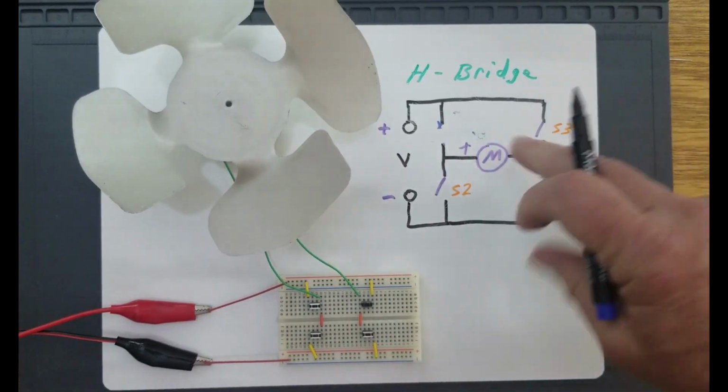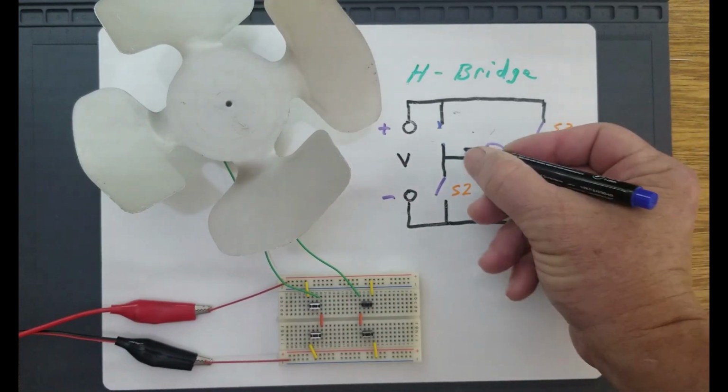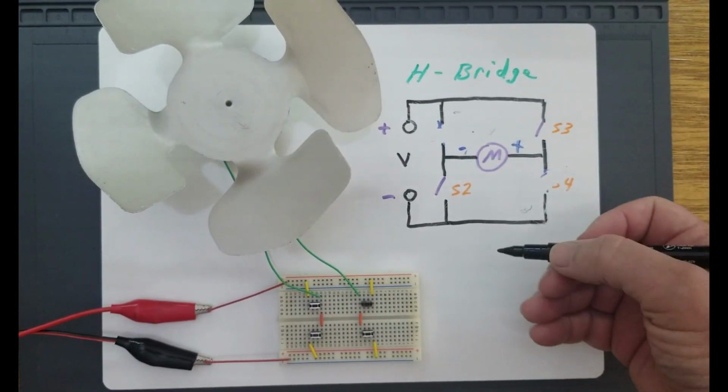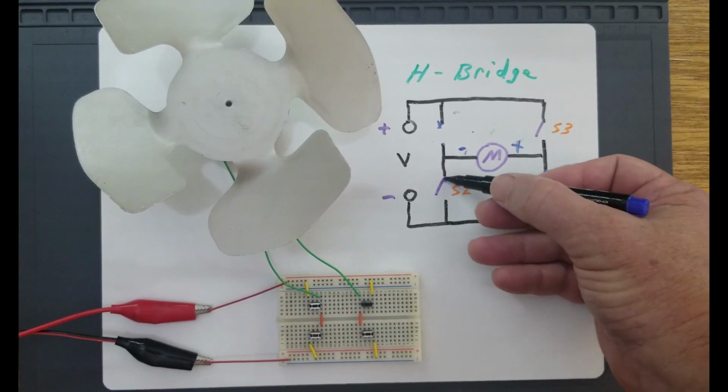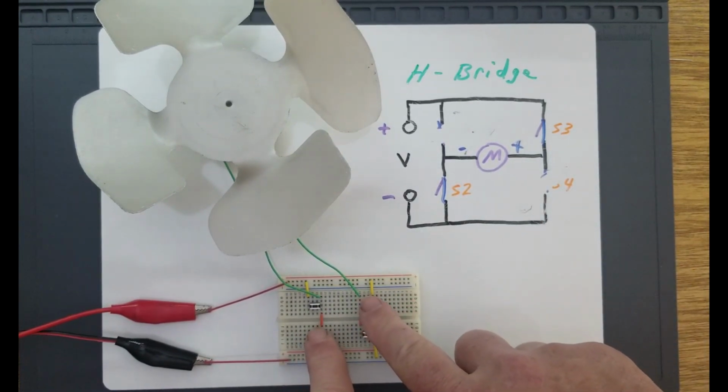If, however, I wanted to do the opposite and cause this polarity here, I would close switches S2 and S3. Now we'll go counterclockwise.